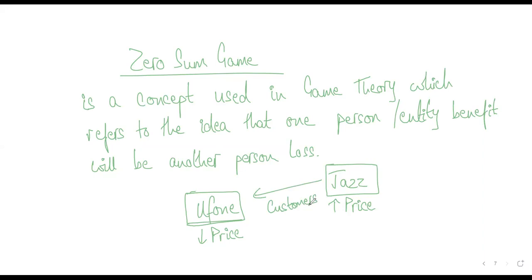So this thing is known as a zero-sum game. Why is this a zero-sum game? Because one company's benefit is coming at the expense of another company. So this is known as a zero-sum game. Students, are you getting me? So that is what you need to remember.